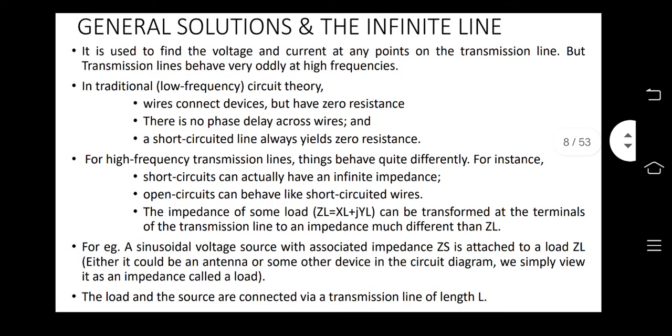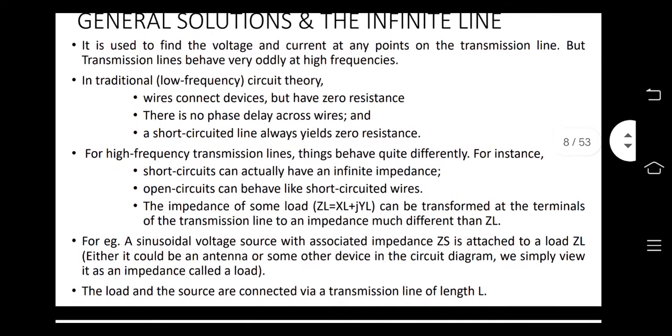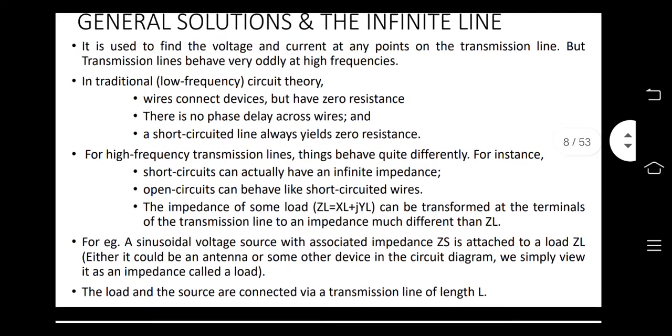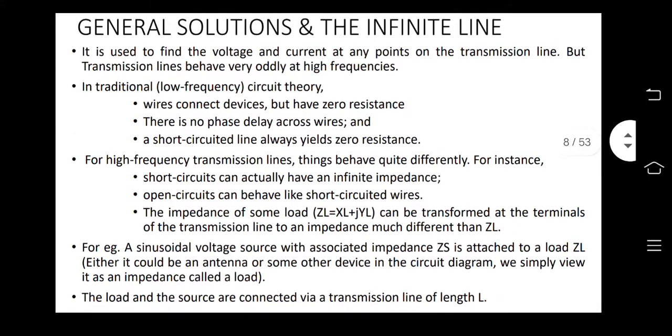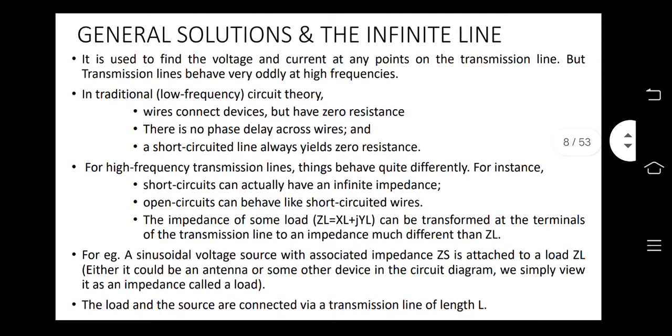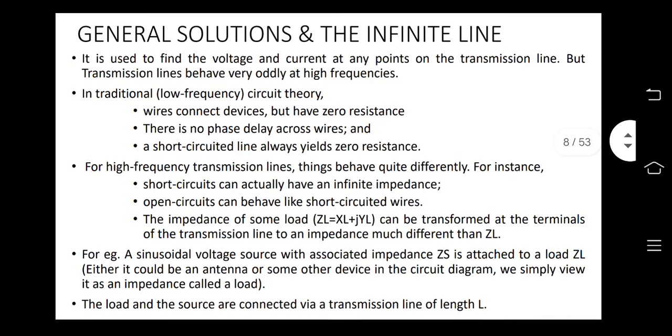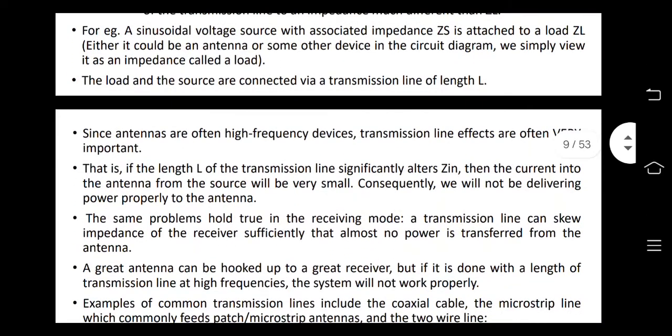The impedance of some load ZL equal to XL plus jYL can be transformed at the terminals of the transmission line into an impedance much different than ZL. For example, a sinusoidal voltage source with associated impedance ZS is attached to the load ZL. The load and the source are connected via a transmission line of length capital L.